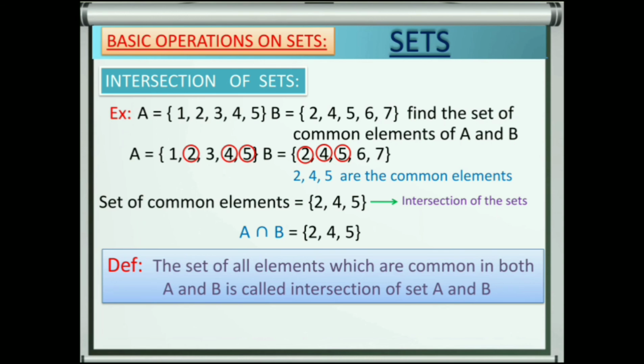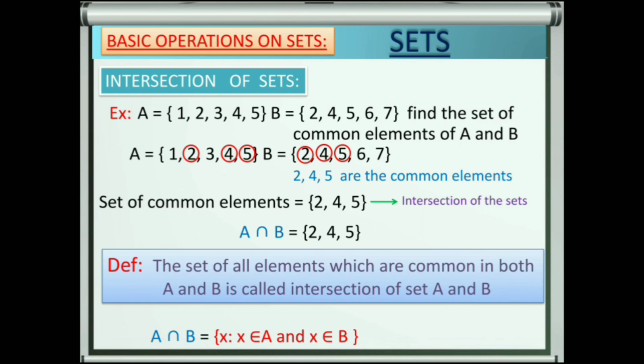So, to find the intersection of sets, what we have to do? We have to find the common elements in both sets and write them in a set. It will be A intersection B. The set builder form of A intersection B is like this: {x such that x belongs to A and x belongs to B}. Here we use the term AND.